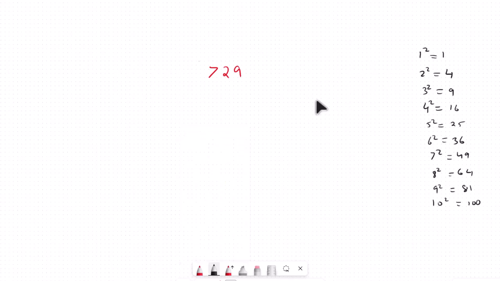And so what I'm gonna do first is make pairs starting from the right. So 29 is a pair, and then this 7 is by itself, so we're just gonna leave it as is. Now, starting from the left, we have to find a number whose square is equal to or less than 7. From these we can see if we start from 3, it's 9, which is bigger than this number, so we need a number smaller than that. We can start with 2 because 2 times 2 is 4. So we're gonna start with 2.